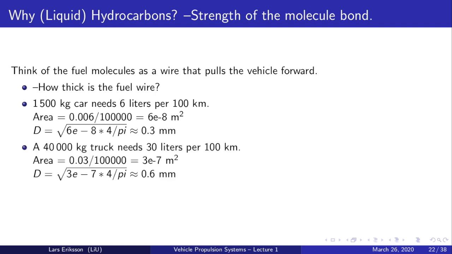A 40 metric ton truck needs 30 liters per 100 kilometers. The diameter of that string gets doubled, but that means 4 times the area. The main message here is that these strings are thin, so this illustrates that the chemical bonds are very strong. They contain a lot of energy. This shows the value of the liquid fuel that we are using right now.